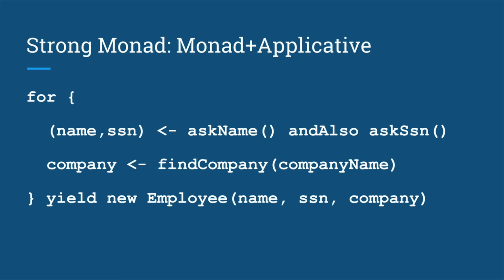But if we found SSN, it's OK. If we couldn't find a name, and if we couldn't find SSN either, the result of this will also produce two error messages: name not found, SSN not found.